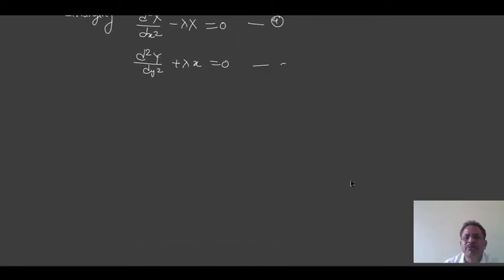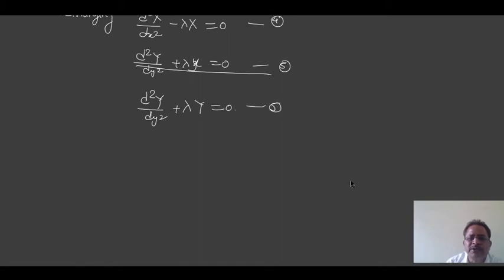So now look at these equations 4 and 5. The second term here is negative, so the coefficient of X is negative here, whereas the coefficient of Y is positive here. Actually I should write capital Y. Once again I'll write this: it is d square capital Y upon dy square plus lambda times Y is equal to 0. That is my equation 5 and not this.